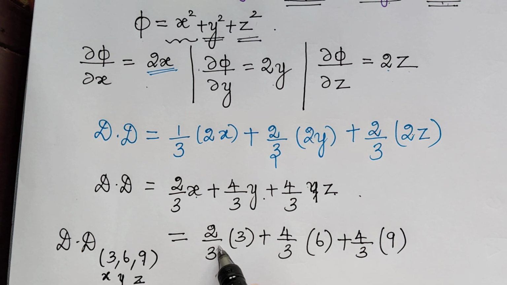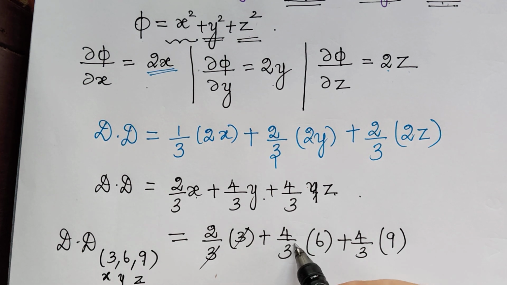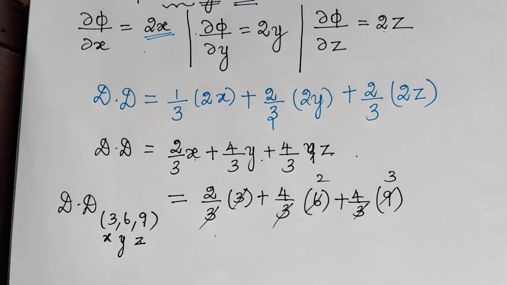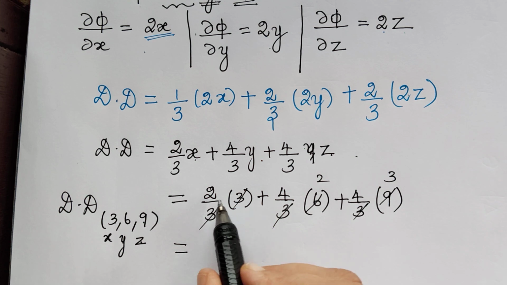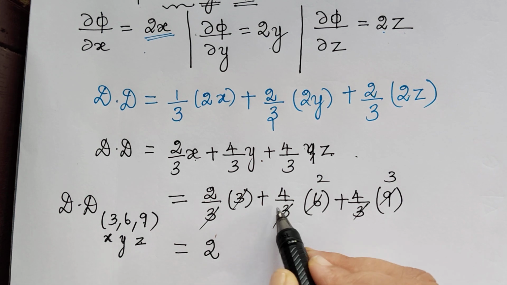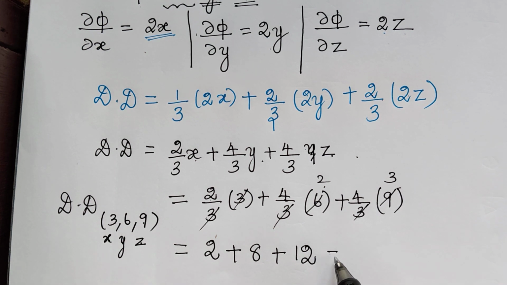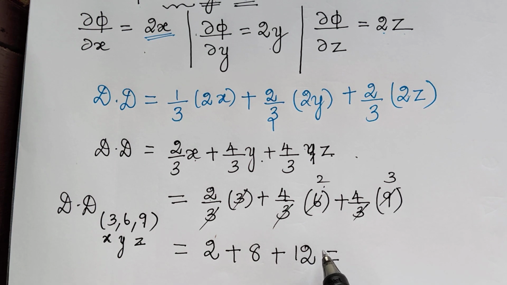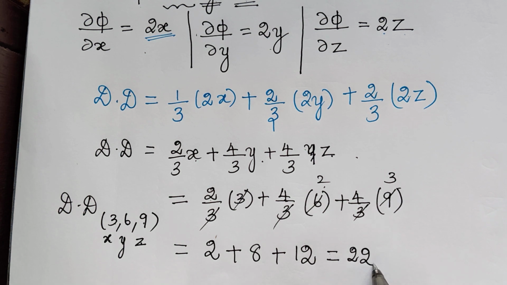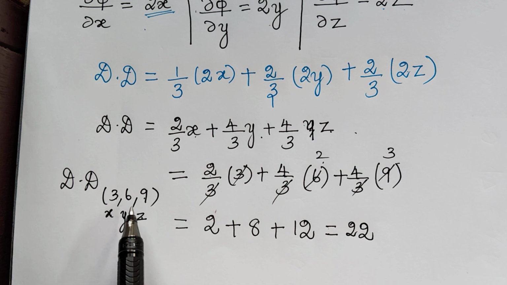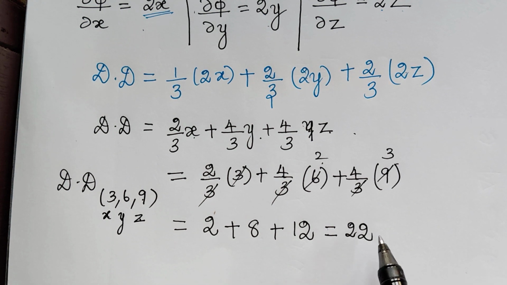So we shall simplify this. 3 and 3 get cancelled here. This is 3 one times and this is 3 two times. 3 one times and this is 3 three times. And so the final answer will be equal to, what will be this? This is actually 2, plus here 4 two times is 8, plus 4 three times is 12. And on adding all this, what we get is 22. So therefore the directional derivative at the point 3, 6, 9 is equal to 22.